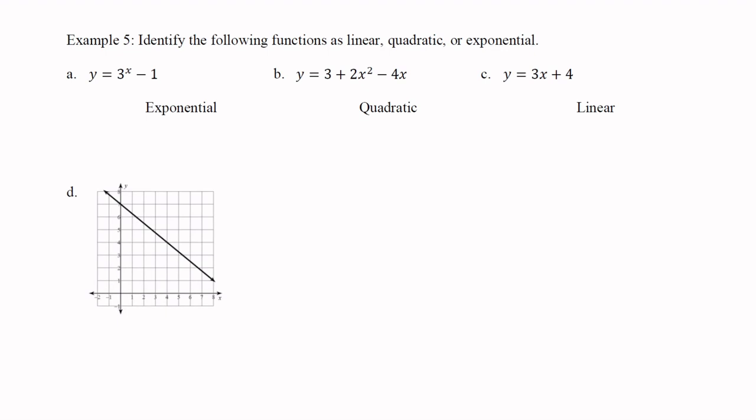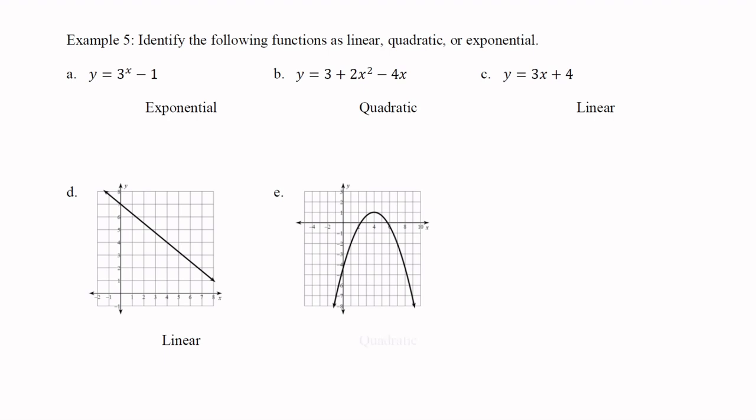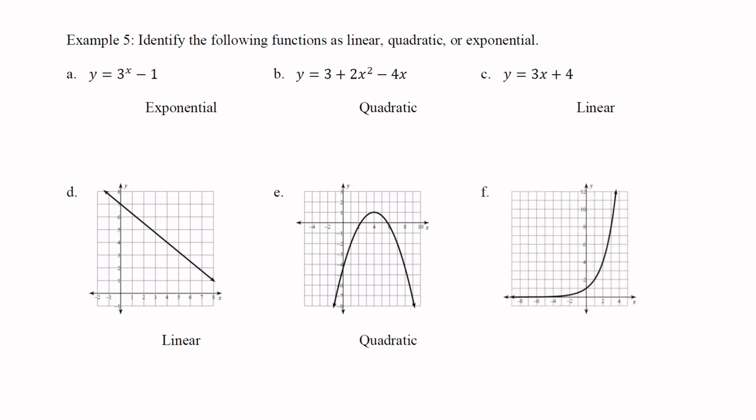For D, we have a straight line, so that's linear. In E, we have a parabola, so that's quadratic. In F, we have a curve that's rapidly increasing, so that's exponential.